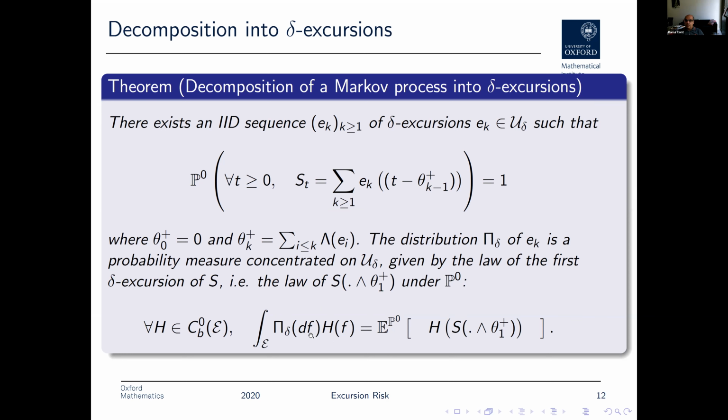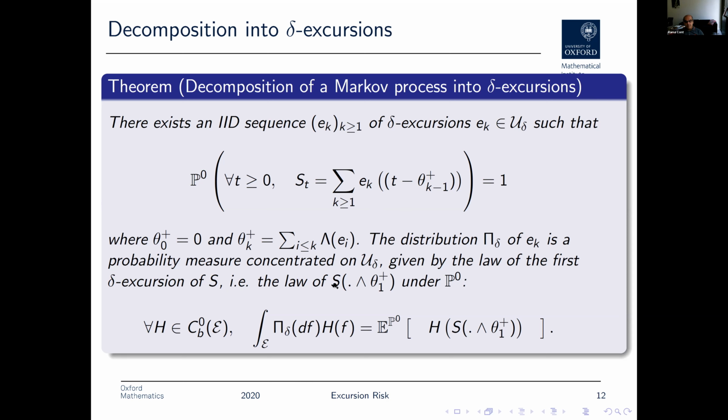Okay, so in summary, the pathwise decomposition we saw in lecture 1, which is quite explicit in terms of delta excursions, in the Markov case translates into an IID sum in the sense of concatenation now. The distribution of each term is exactly the law of the first delta excursion of the Markov process, meaning the law of the process starting from 0 and stopped at the first time it hits 0 after having reached delta. This gives you a complete description.